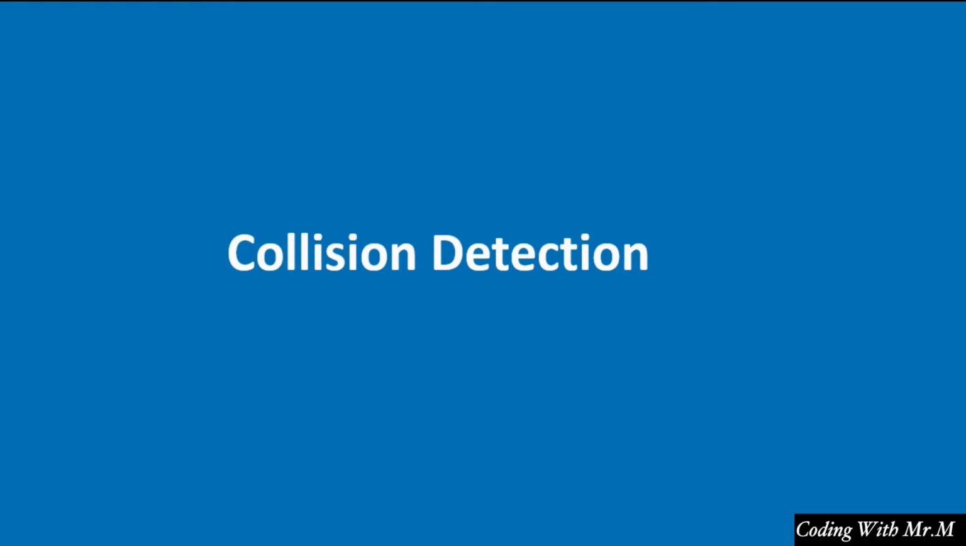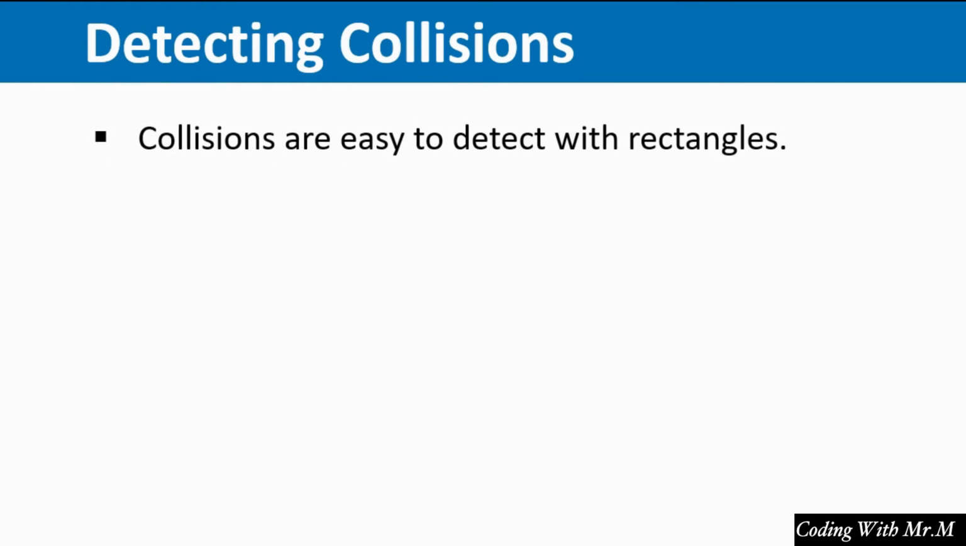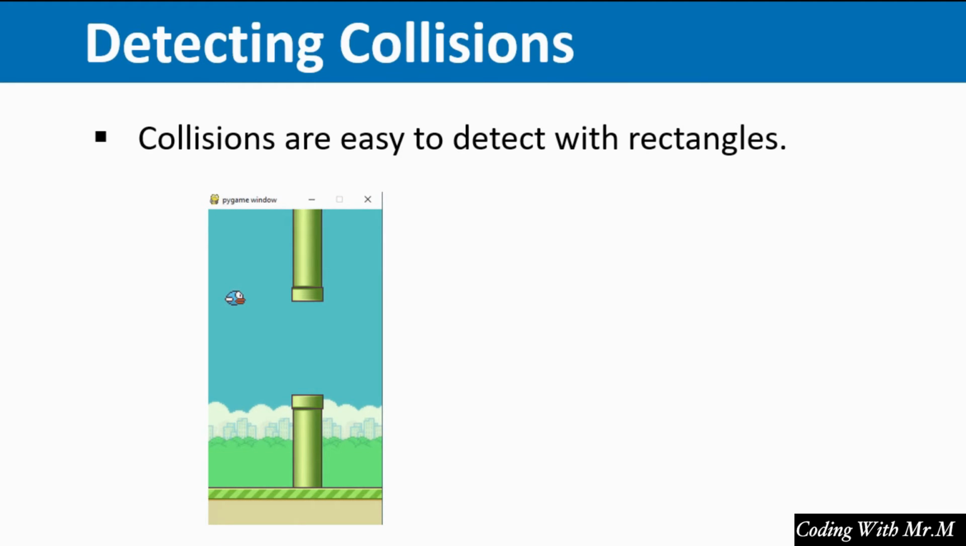Hello and welcome to this video. In this video, we are going to implement some collision detection in our game. Collisions are easy to detect with rectangles. Our bird and the pipes both have rectangles embedded in them, which are invisible on the display screen. So we are going to be using the rectangles that embed the bird and the pipes to detect collisions.